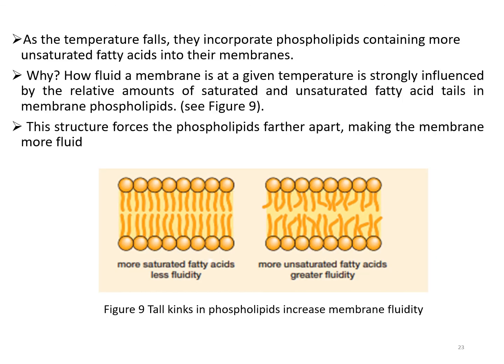As the temperature falls, organisms incorporate phospholipids containing more unsaturated fatty acids into their membrane. When the temperature rises, the organism restores the saturated phospholipids. How fluid a membrane is at a given temperature is strongly influenced by the relative amount of saturated and unsaturated fatty acid tails in the membrane phospholipids. Saturated fatty acids with no double bonded carbons are straight and can pack tightly together, forming a relatively stiff membrane. Unsaturated fatty acids have one or more double bonded carbons, each introducing a kink into the tail, as you can see in the figure. This structure forces the phospholipids further apart, making the membrane more fluid.